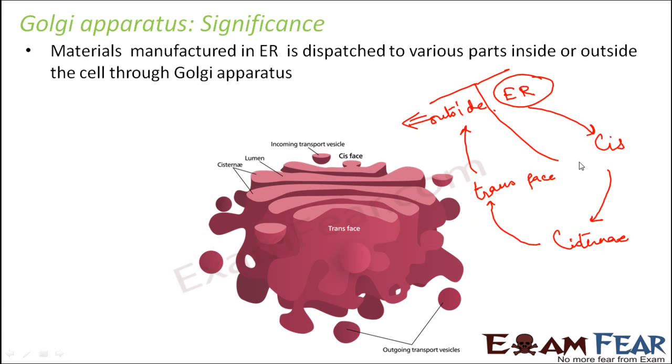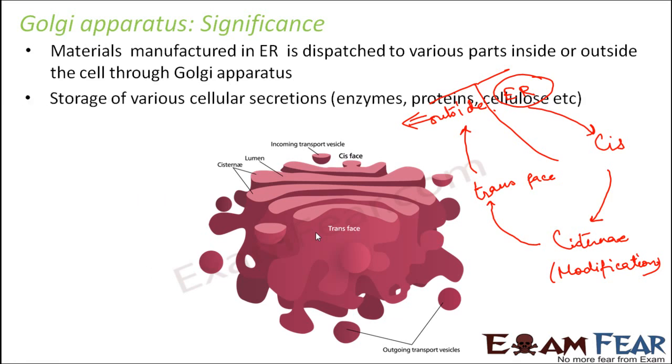Now what happens when it is within the Golgi apparatus? While it is passing through the cisternae, modification of proteins also takes place. Before the proteins are dispatched from the Golgi apparatus, some of the proteins are modified as and when required. So those modifications also take place in the Golgi apparatus. Storage of various cellular secretions, for example enzymes, proteins, cellulose, etc. So it is used to store these things as well in the form of vesicles.